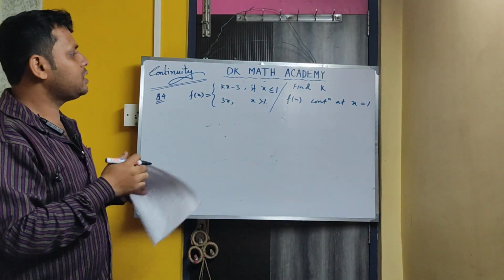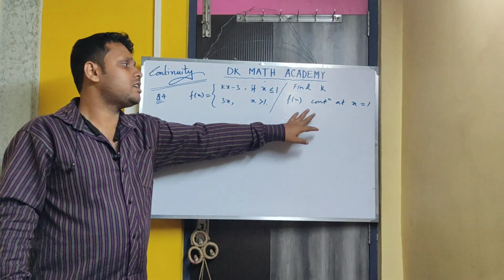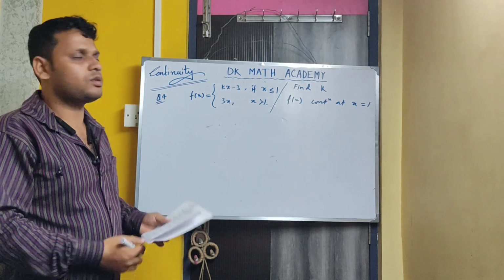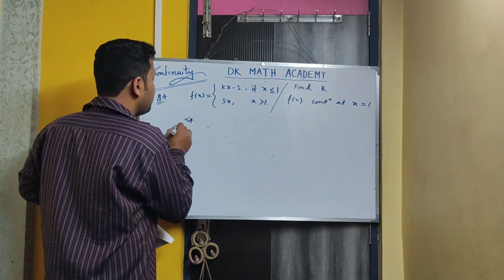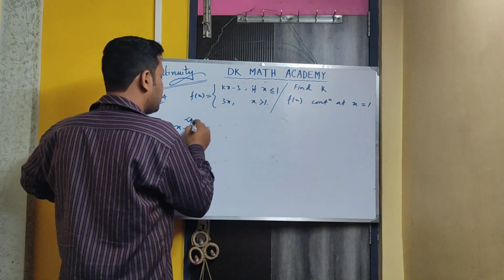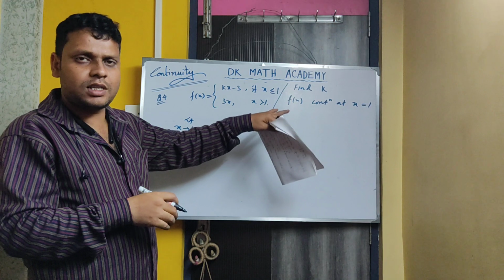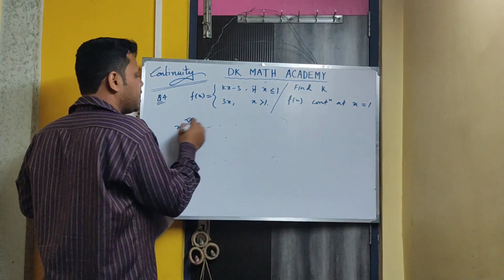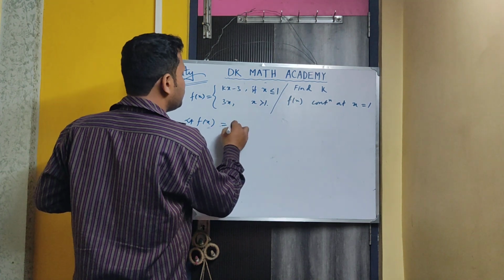We will find the value of k with respect to the condition that the function is continuous at the point x equals 1. For this, if we assume that f(x) is continuous at the point x equals 1, then we can write that limit x tends to 1 of f(x) equals f of 1.